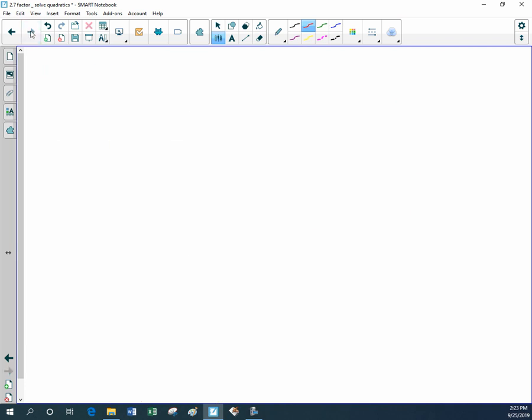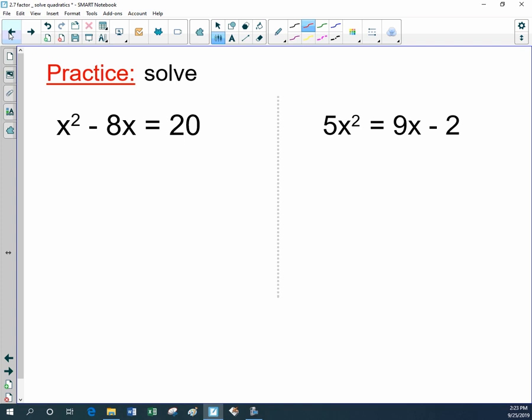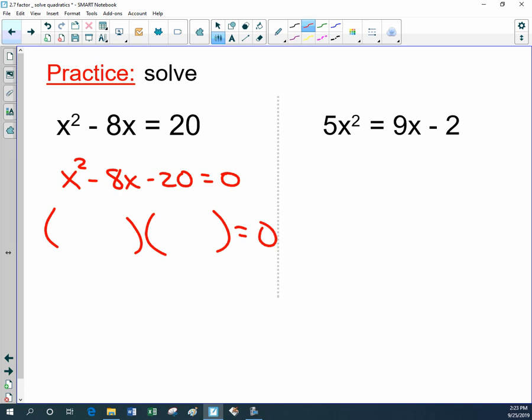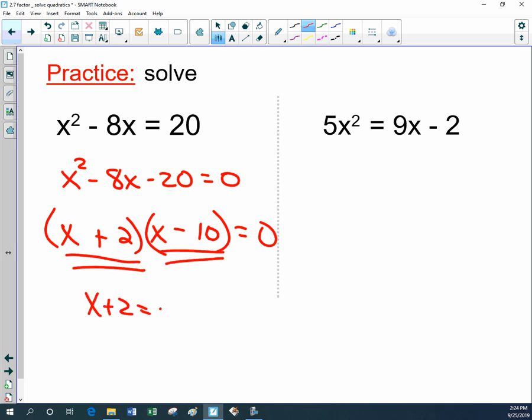Okay, these last two examples, I'm just going to mention this, and then we're going to do a couple problems from the homework assignment. Remember, before you can factor, you have to get everything to the same side. So in this first example, we would want to subtract 20 from the left side of the equation. And now we could factor. So x and x, this would be 2 and 10. It would be negative 10, positive 2. Then we would set each factor equal to 0 and solve.